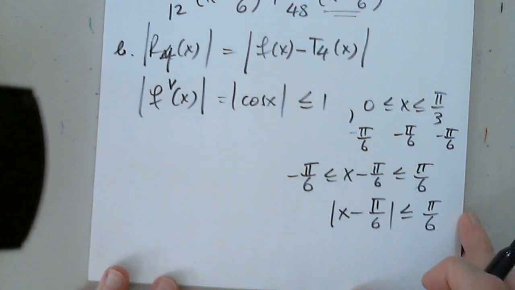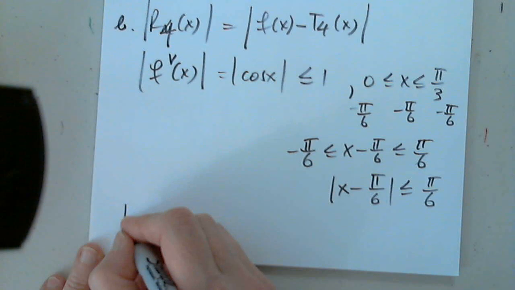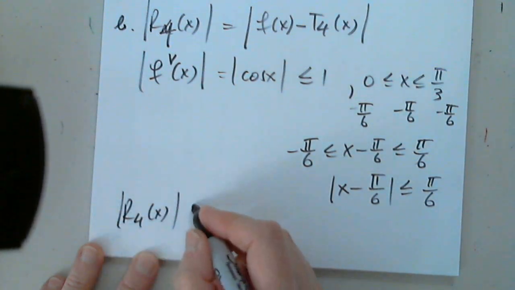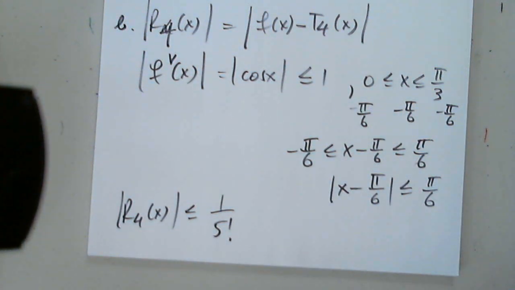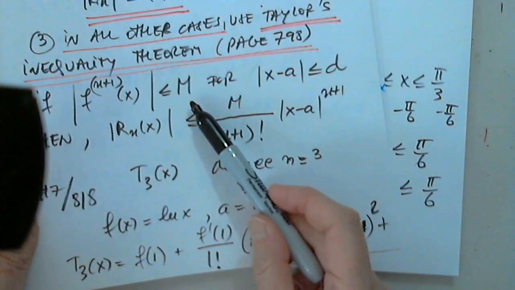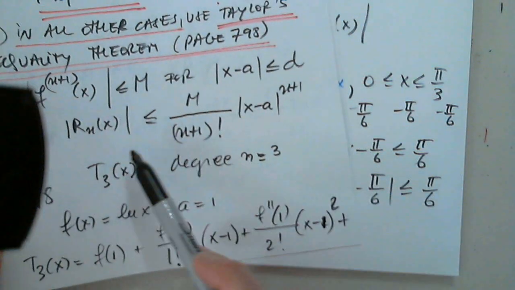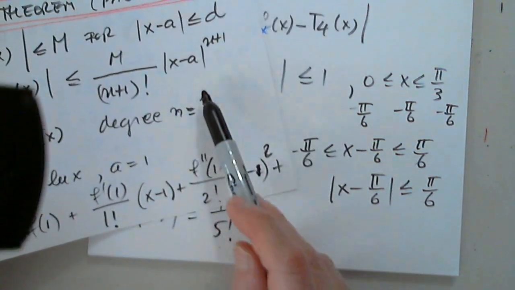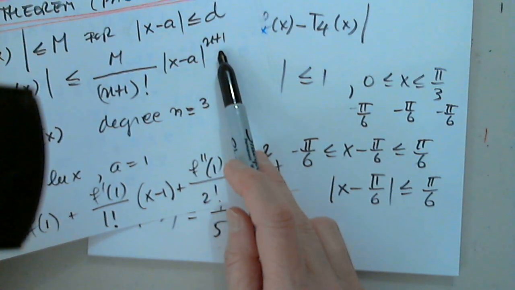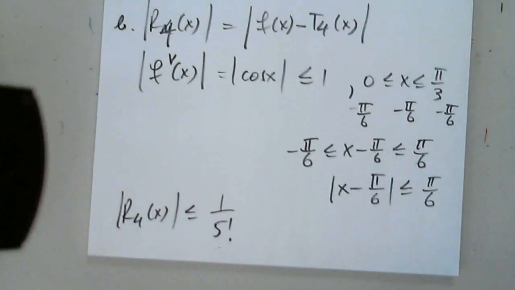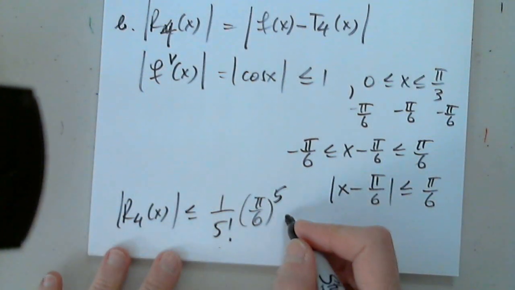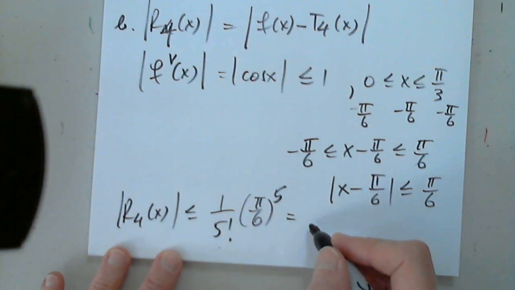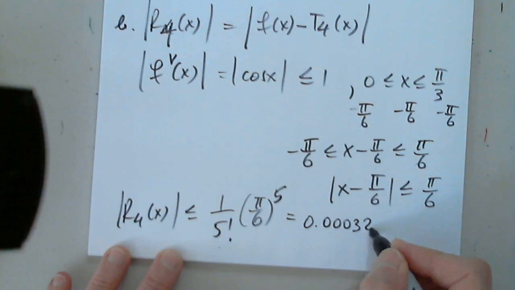Okay, at this point we have R4 is less than or equal to 1 divided by 5 factorial. This is the M. Where is my formula? Here it is. So this is our M, 1, because this is 4, this is 5 factorial. And this is x minus pi over 6 to the 5th power, but we already know that the upper bound is pi over 6 to the 5th power. And if you calculate all these, I got 0.000327.